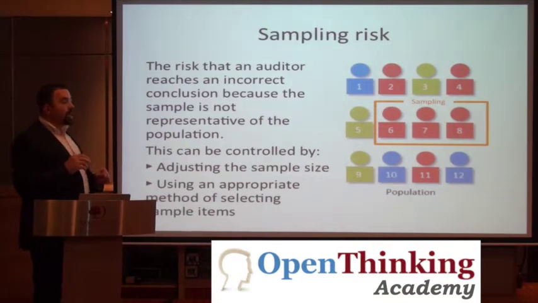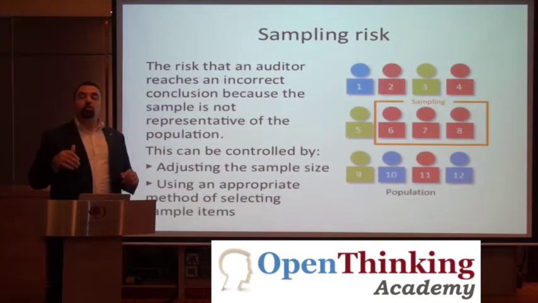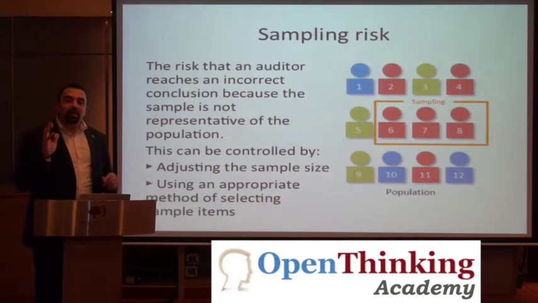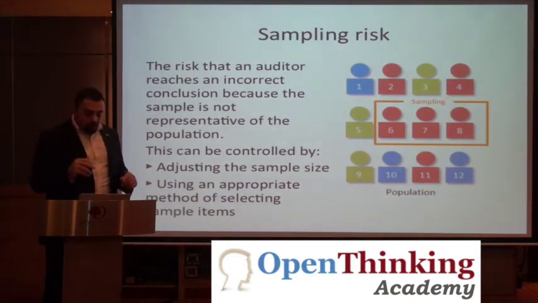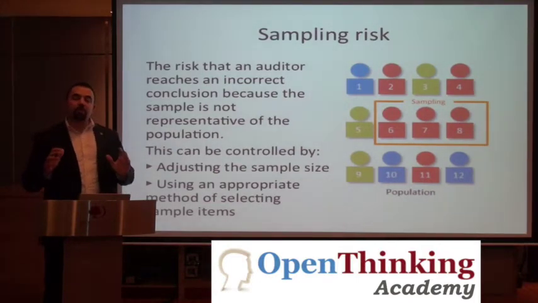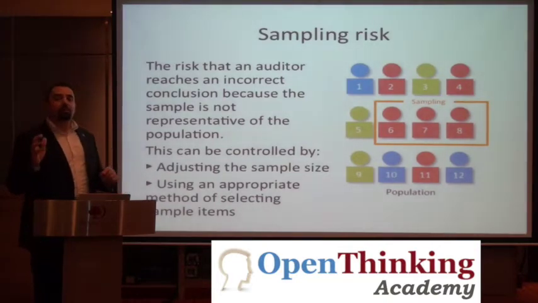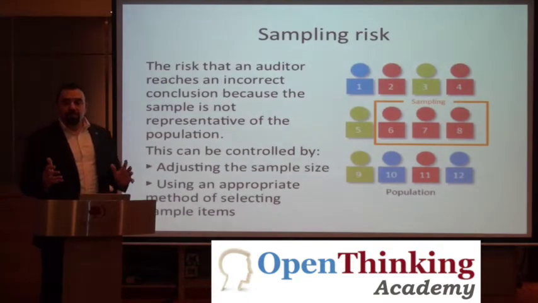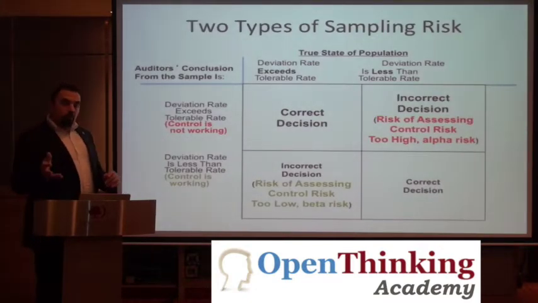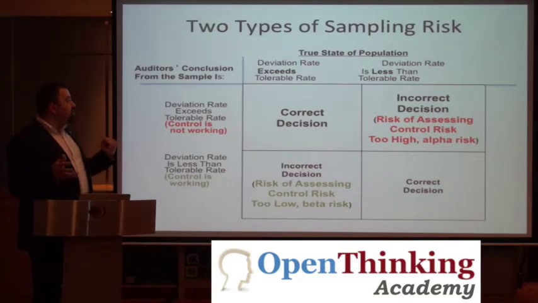So for us to make sure that this will not happen, with the sample that you select, you need to do two things. First, maybe you need to adjust the sample size. Maybe you need to take a larger sample. Or maybe you need to use a more appropriate method in selecting the sample. Maybe you need to do it randomly. The conclusion that the auditor will reach is based on this.